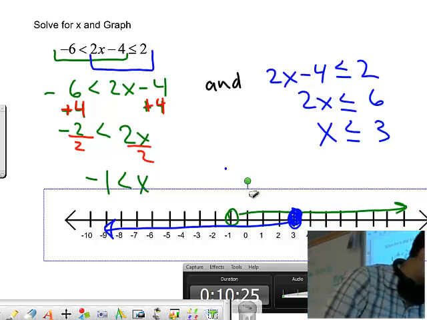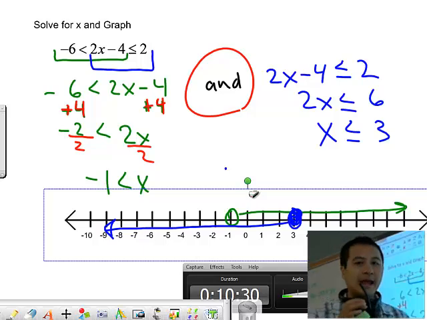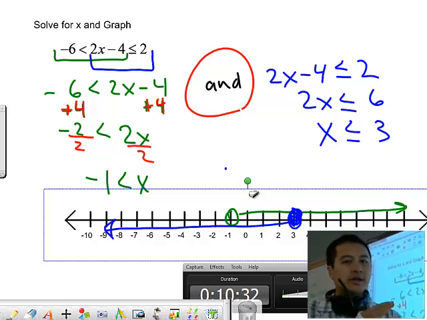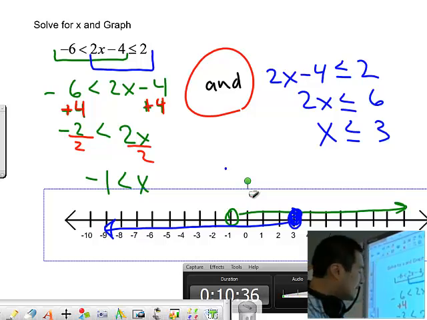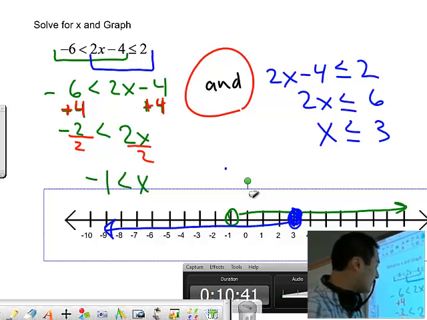Now we look at our inequality. Our inequality says and. What does and mean? And means where both solutions cross. So we look at this. Where do both solutions cross? This is just blue alone. This is like vanilla alone. This is trouble. This is where my wife gets mad.